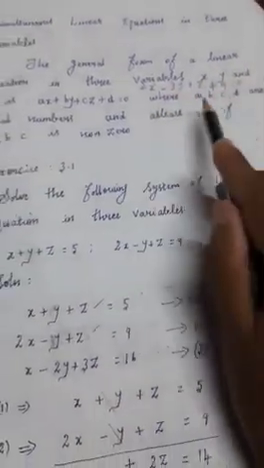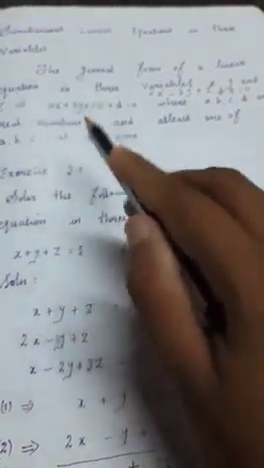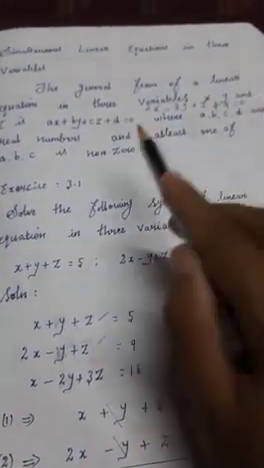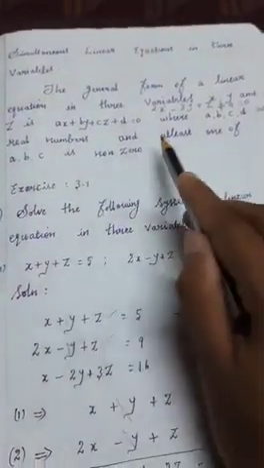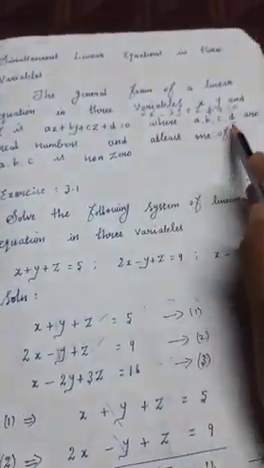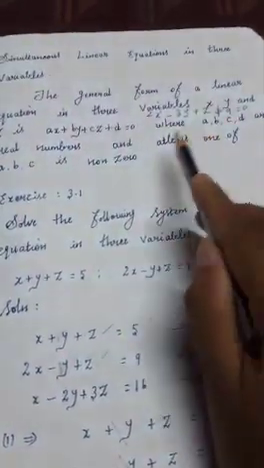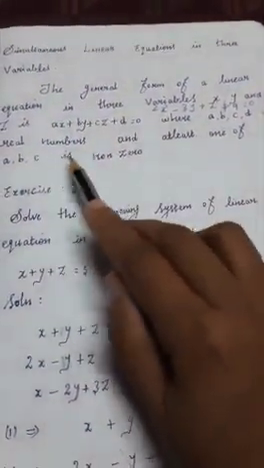Here also there are two conditions, the same conditions that we used in the linear equation in two variables. The first condition: a, b, c, d are real numbers only. Second condition: at least one of a, b, c is non-zero.